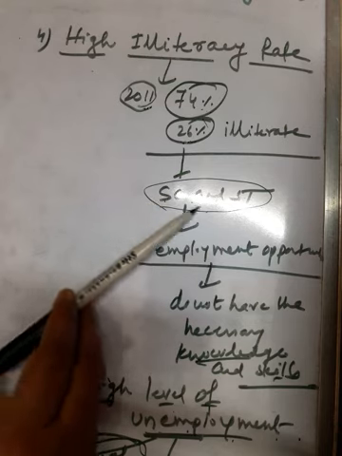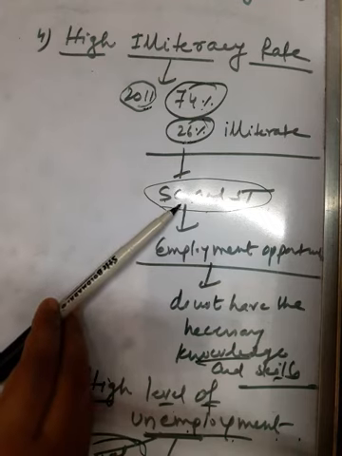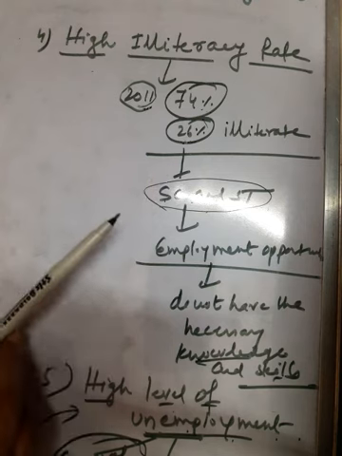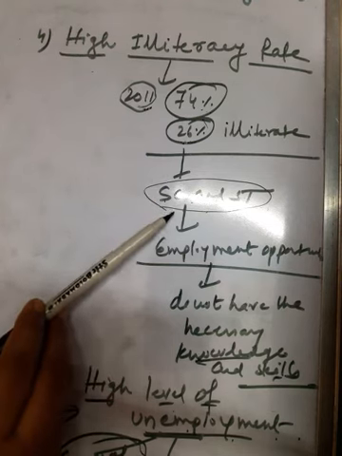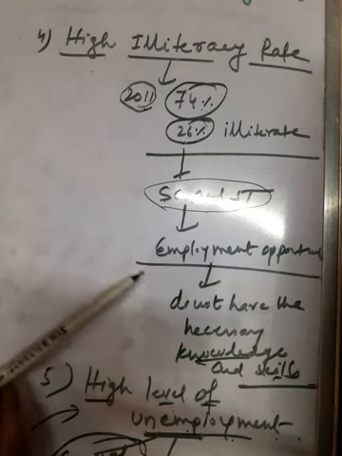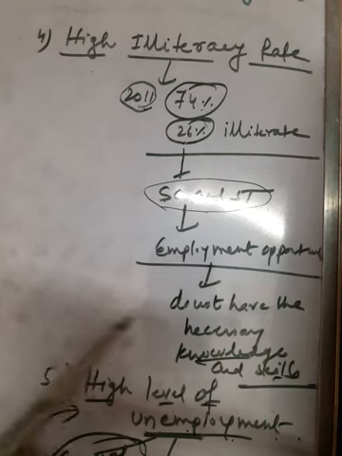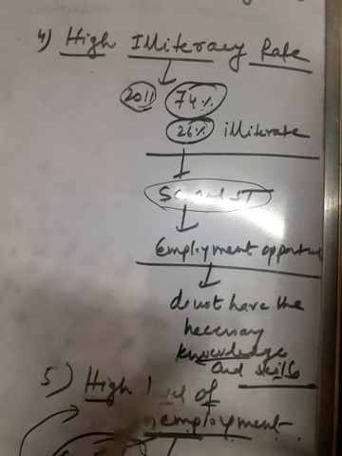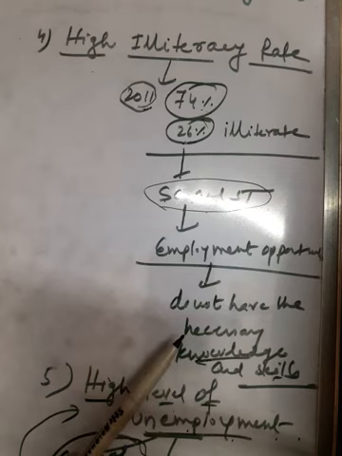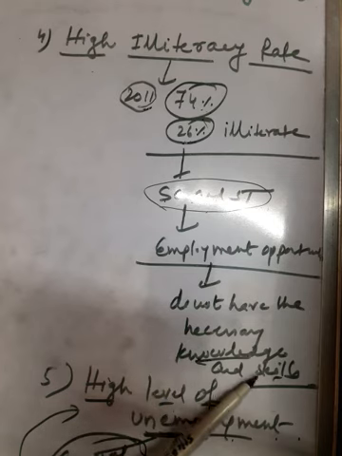It is seen that illiteracy among scheduled castes and scheduled tribes is highest, and because of illiteracy they have limited job or employment opportunities because they do not have certain knowledge and skills. According to the demand of the economy, they are not getting high-paying jobs where they can earn a good amount of money, so they are forced to live in miserable conditions.